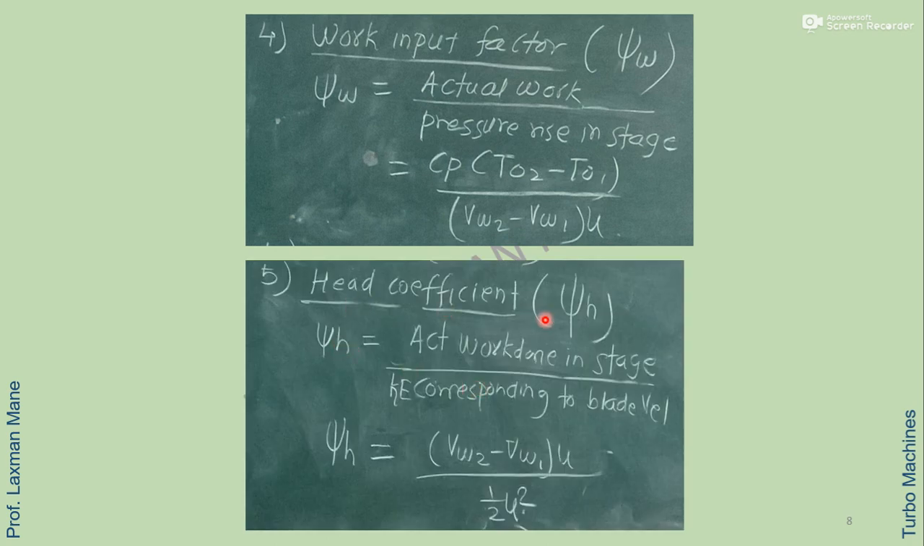Head coefficient psi h. By definition, it is the ratio of actual work done in the stage divided by kinetic energy corresponding to blade velocity. So actual work done in the stage means Vw2 minus Vw1 into U divided by kinetic energy half U square.